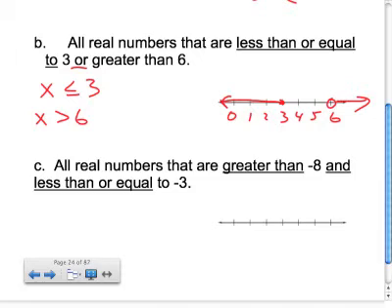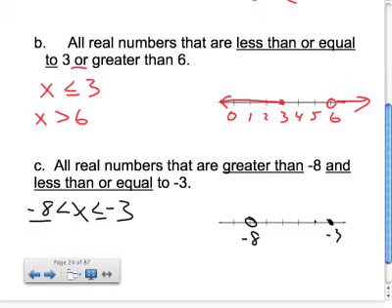Part C says all real numbers that are greater than -8 and less than or equal to -3. It's an and, so it's one big one. Our numbers are bigger than -8 or less than or equal to -3. So I go to -8 and put an open circle. Let's call this -3, then -4, -5, -6, -7, -8. I put an open circle at -8, a closed circle at -3, and then connect the two. That's how we're going to graph our and inequalities.